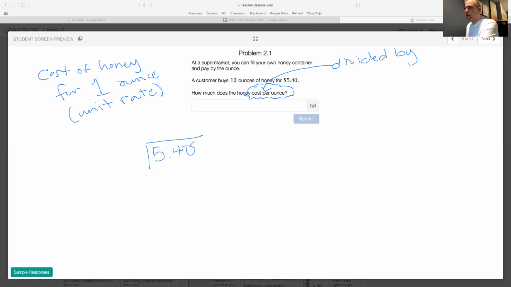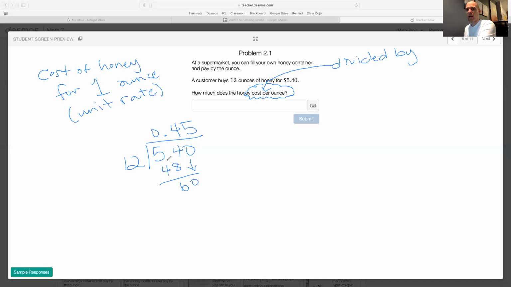divided by the number of ounces, which is 12. And so I'll do a little long division. I haven't done this in a while. Let's see here, 12 cannot go into 5, so I'll just put a 0 here as a placeholder. I'm going to bring my decimal point straight above so I don't lose it. And now, 12 goes into 54 4 times. 4 times 12 is 48. If I subtract this down, I get a 6. I'll bring down this 0. 12 goes into 60 5 times.